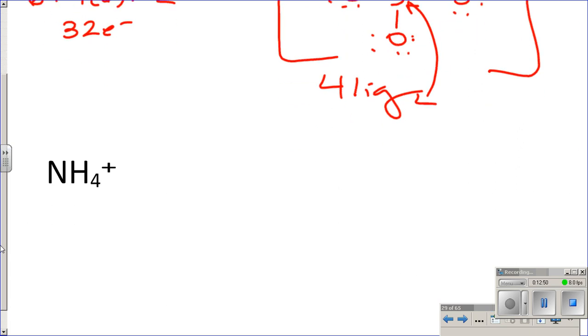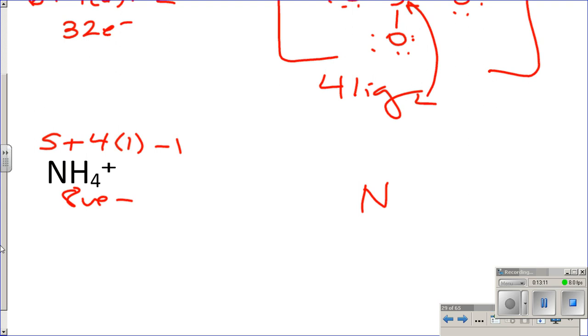All right, same thing for this one. What's different though? We have a cation. What do you want to do with my valences? Minus 1, right? So nitrogen has 5 because it's in group 5. 4 times what for hydrogen? 1. And then overall minus 1 because it has a cation charge, so it's overall losing 1 electron. So 8 valence electrons, what's it look like?